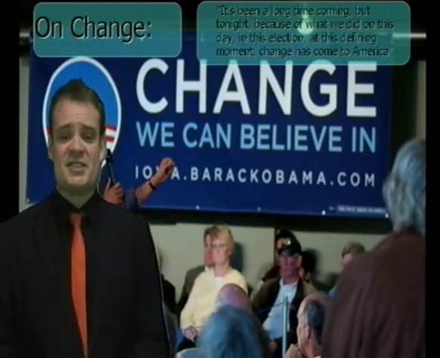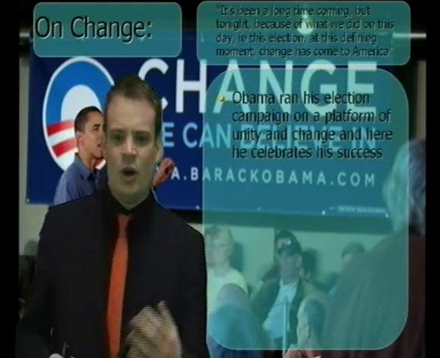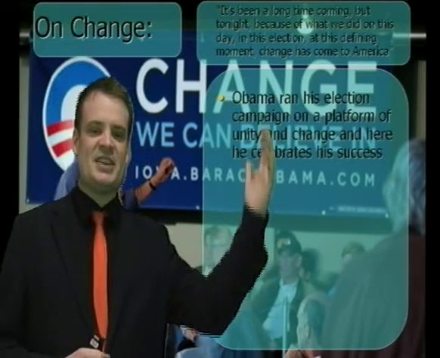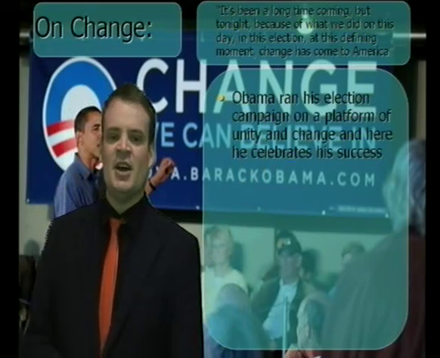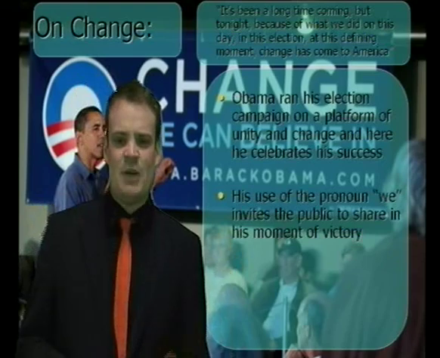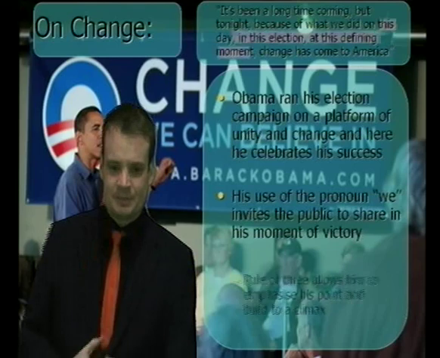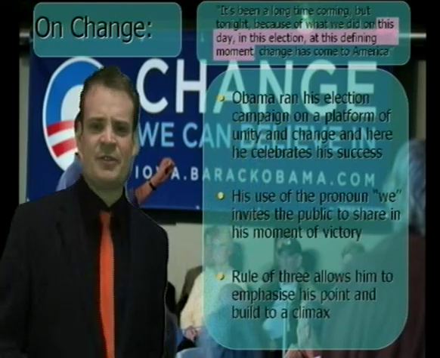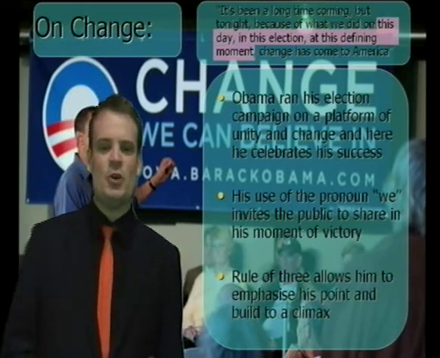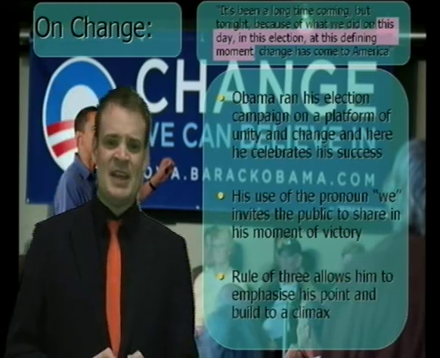Now, to understand this change, we first of all have to remember that Obama ran his entire election campaign on a platform of unity and change, and here he's celebrating its success. Notice that his election slogan was "Change we can believe in," so he's celebrating the possibility of change. Looking at the particular language, he uses the pronoun "we," and this is inviting the public to share in his moment of victory. Not only that, but he uses the rule of three: this day, in this election, at this defining moment. And this allows him to emphasize his point and build to a climax on the words defining moment. So lots you can say there about the language.